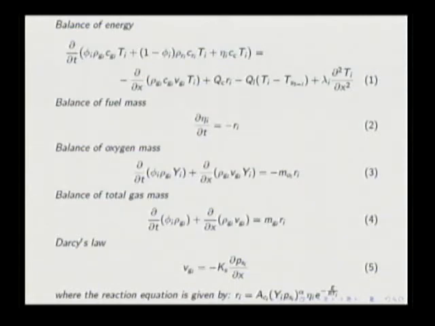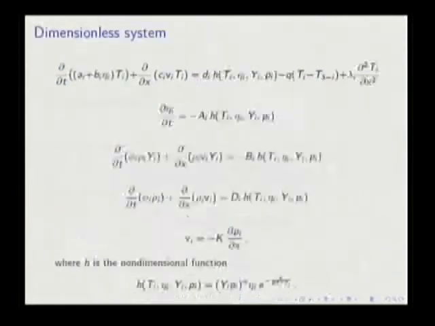But we consider here this term that represents the reaction. This function R_i is like the Arrhenius law given here. And we have balanced mass as usual: oxygen mass, balanced total mass, and Darcy law. Putting this system in dimensionless form, we have a similar system, with a lot of constants.